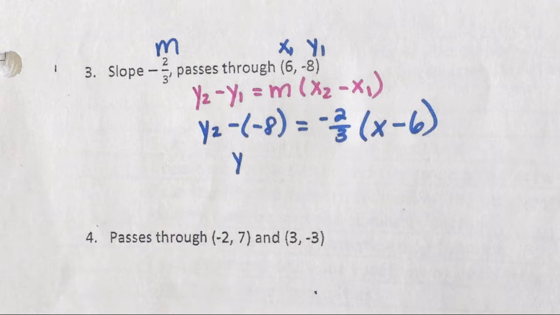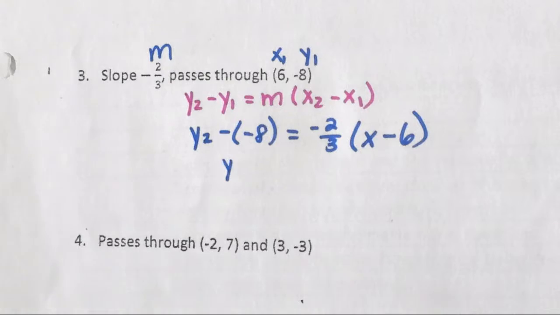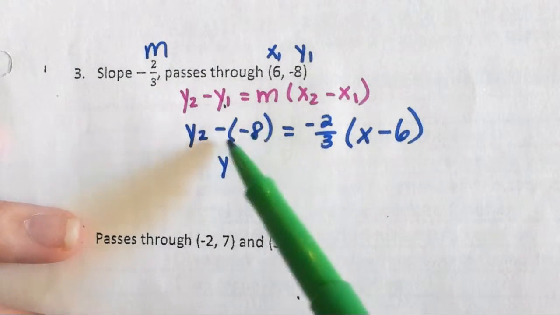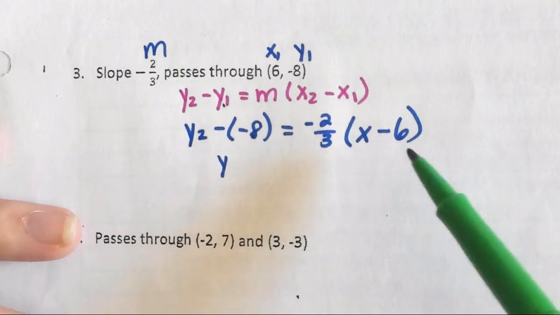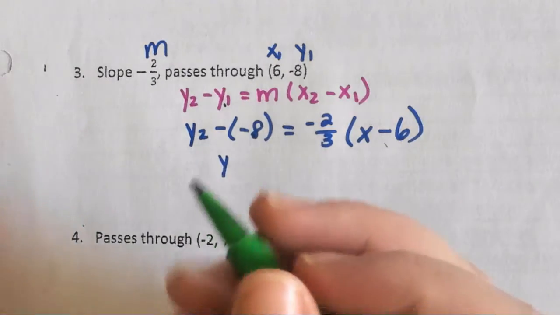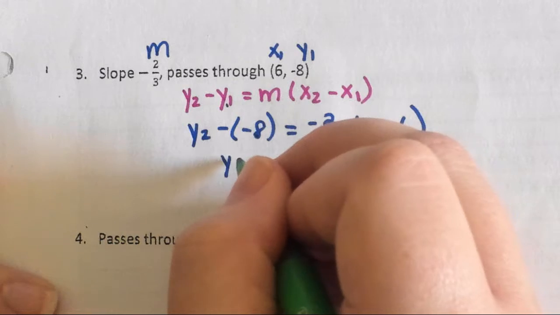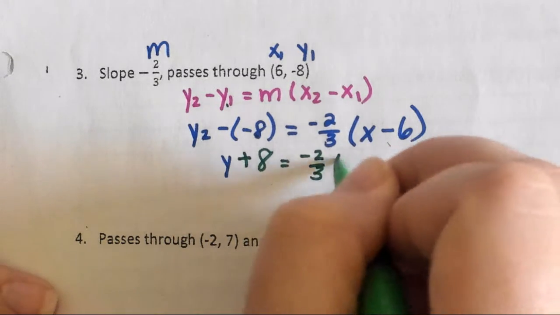You good, dear? Okay. On number 3, I wrote the formula again because I'm weird. Do you have to keep writing the formula? No, it just helps me. Then it's plug and chug. So I knew y1 was negative 8, so I plugged in a negative 8. I knew my slope was negative 2/3. I knew my x1 was 6, so I did minus 6. So when I clean it up, I stop writing little tiny subscripts. I say y plus 8 equals negative 2/3 times x minus 6.